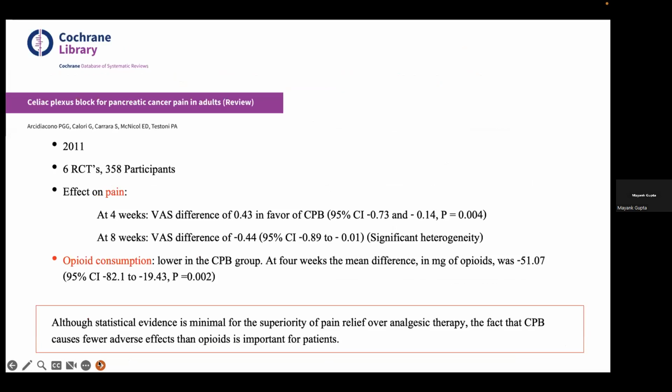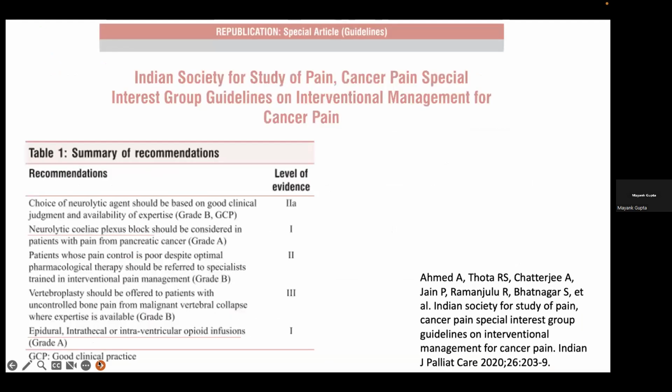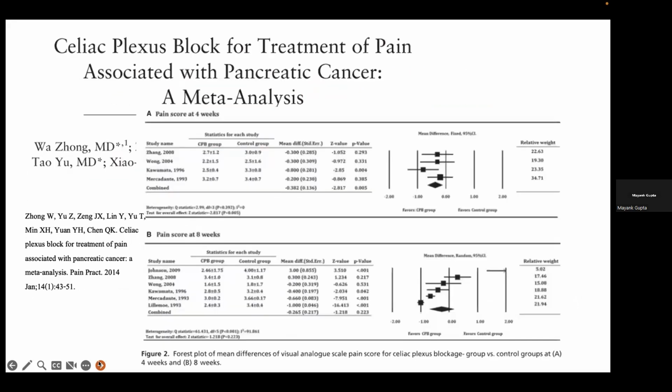So this was a 2011 Cochrane review, and I don't think it has been updated so far. It showed that although if we compare the pain score, the effect was not very clinically significant, the fact that it reduced the opioids and the opioid related side effects was very important for the patient, and the patient preferred to have celiac plexus block. Again, this was an update of the Indian guidelines, published in 2020 in combination with ISSP and IAPC. And the highest level of evidence was found for neurolytic celiac plexus block for management of upper abdominal malignancies.